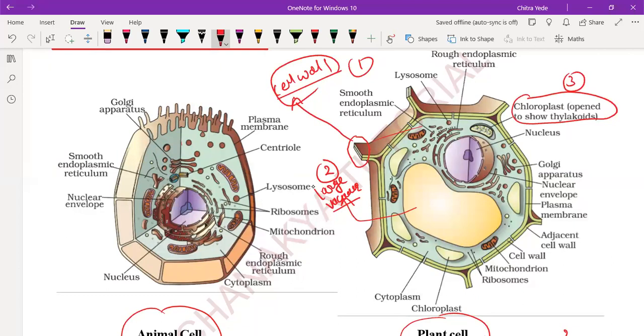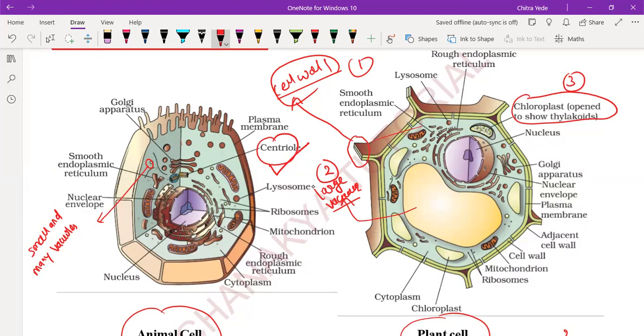Then what about animal cell? In animal cell we have vacuoles, but they are smaller in size, small and many. Then centriole is there in animal cell, but it is not present in plant cell.